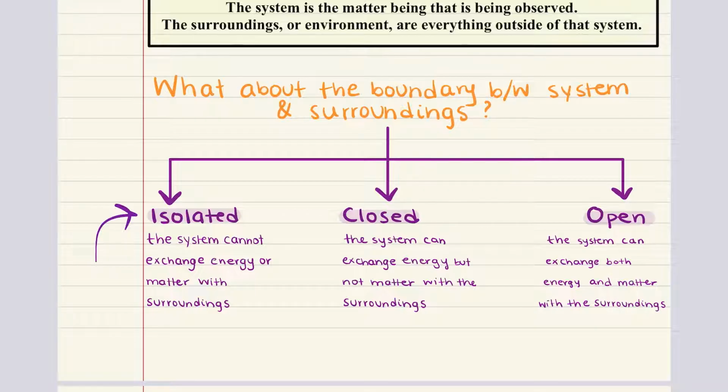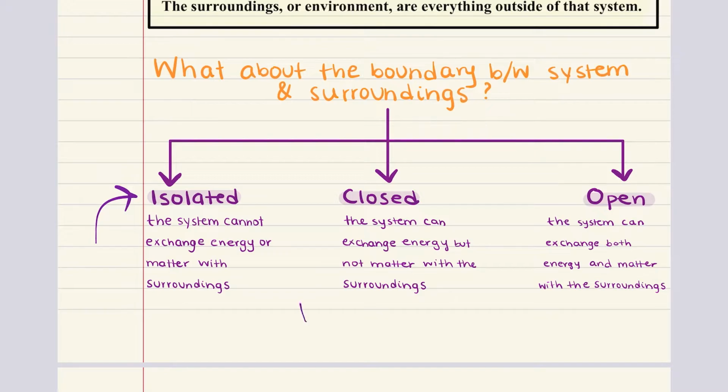A closed system, these systems, they can exchange energy with the surroundings, but they cannot exchange matter with the surroundings. And then last, we have an open system. These systems can exchange both energy and matter with the surroundings. So an example of this would be a pot of boiling water without a top. This kind of system is going to exchange both energy and matter with the surroundings.